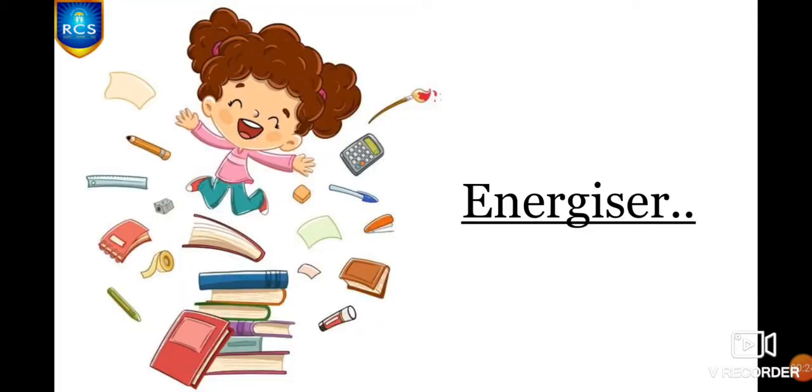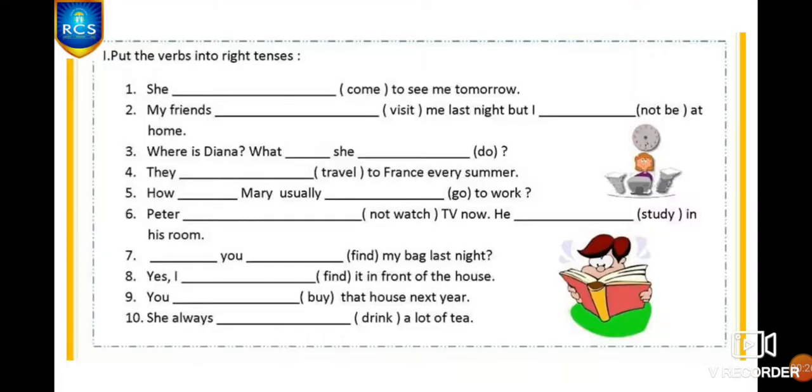Before getting into our session, let's do an energizer. Children, here I have given you an activity. Put the verbs into right tenses and fill in the blanks with suitable tense form. They have given you some verbs in the brackets, and make use of them. If you have any doubts, you can refer to the book and do it. Clear? After completing this activity in your notebook, you have to take pictures and hand in on the grade 6 English Google Classroom.